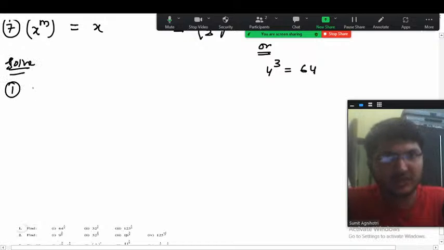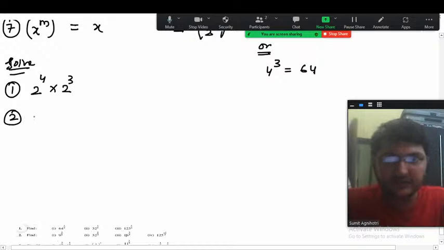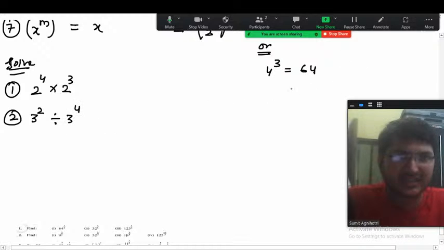The first question I want you to solve: 2 raised to the power 4 multiplied with 2 raised to the power 3. I want the answer from your side. Then 3 raised to the power 2 divided by 3 raised to the power 4. Some more rules may be there. I will just tell you. I just want you to understand these rules as well.